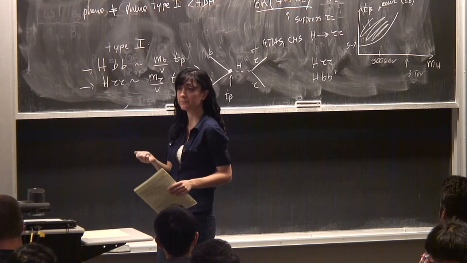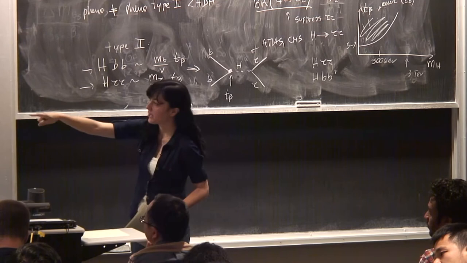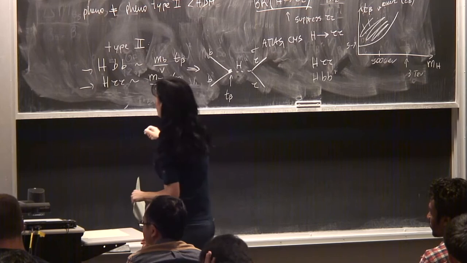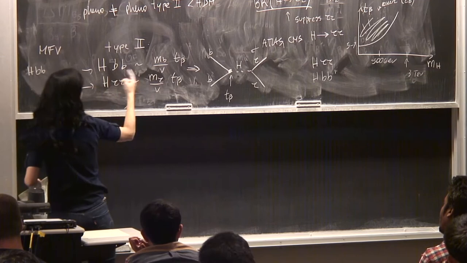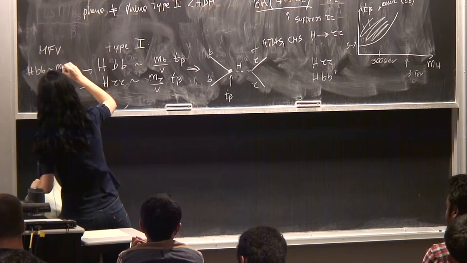And then what I'm telling you is that if you do the exercise and you take the Yukawas that we wrote down there, for MFV, this heavy Higgs to b b-bar will still be something like m_b over v tan beta, but then it's a function of this additional coefficient epsilon_b.